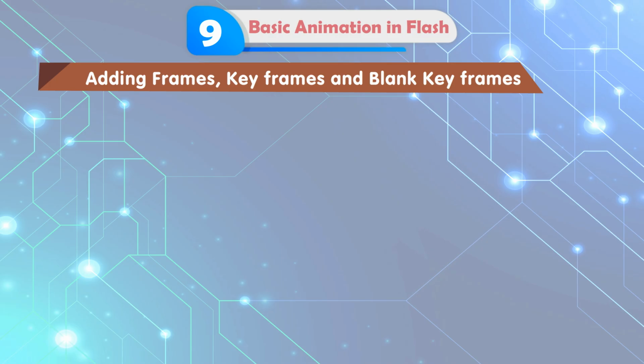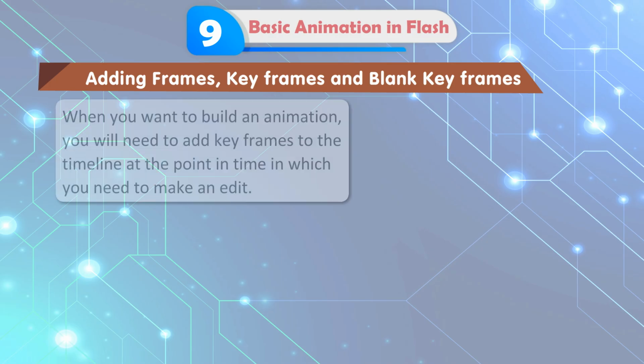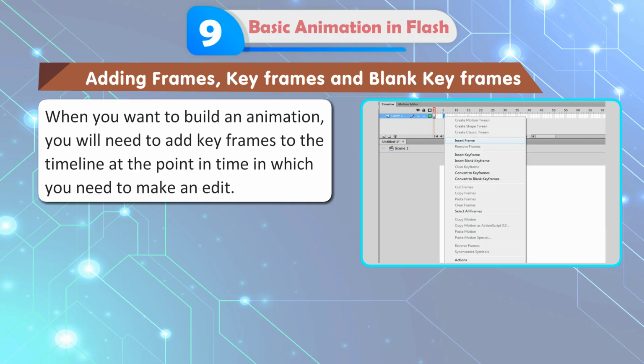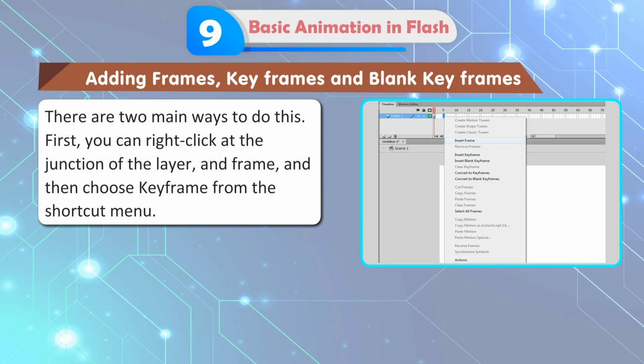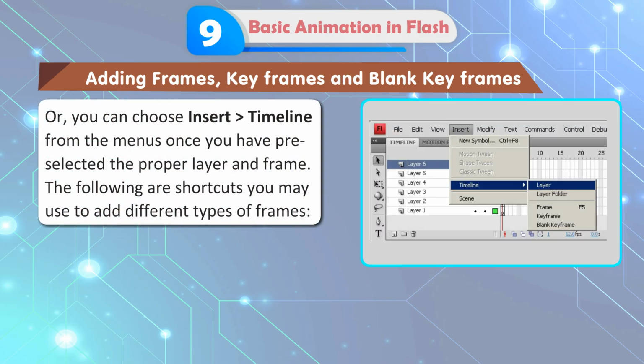Adding frames, keyframes and blank keyframes. When you want to build an animation, you will need to add keyframes to the timeline at the point in time in which you need to make an edit. There are two main ways to do this. First, you can right-click at the junction of the layer and frame, and then choose Keyframe from the shortcut menu. Or you can choose Insert Timeline from the menus once you have pre-selected the proper layer and frame.